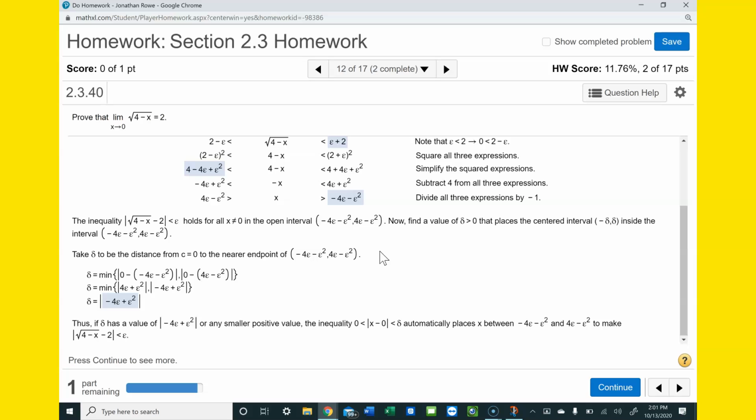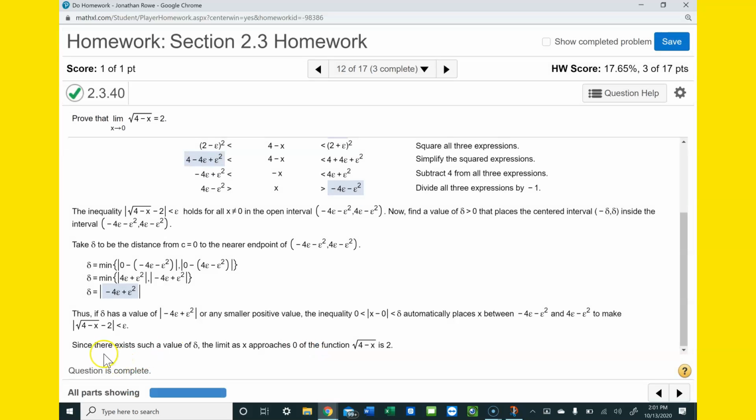And that finishes up that, or does it? No, it's not finished yet, is it? Thus, if delta had a value of that thing, or any smaller positive value, the inequality automatically places x between these two things to make that hold true. Since there exists such a value of delta, the limit as x approaches 0 of that function is 2. In other words, you've just proven this in a rigorous mathematical way. Precisely. Wow.